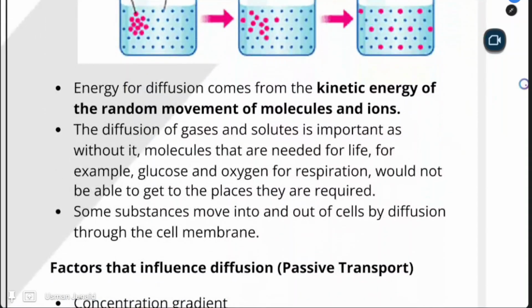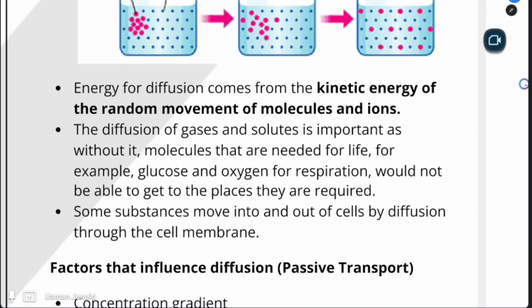Energy for diffusion comes from the kinetic energy of the random movement of molecules and ions. If you studied chemistry, particles have their own energy. That's called potential energy, but that is translated into kinetic energy, which causes vibration, right? Or movement, which is their own movement. It is built into them, right? So they have their own energy, they have their own movement, each particle. As a result of this motion, we have diffusion. Okay.